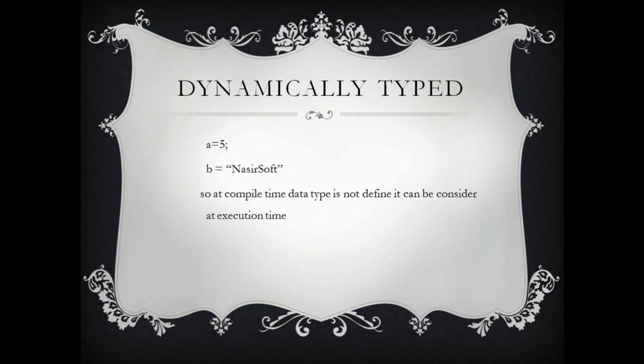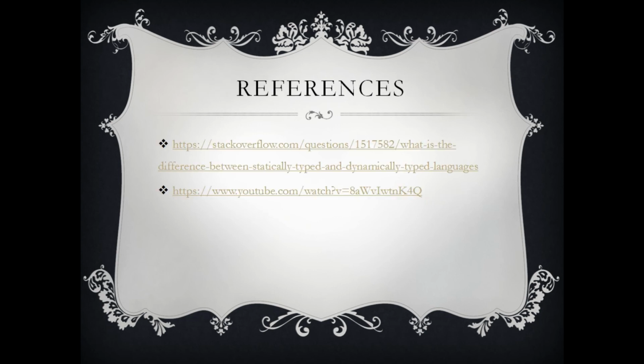In this example we declare variables a and b, and we do not define that a is an integer and b is a string. It is just understood by the execution at runtime. So when the data type is not defined at compile time, it is determined at execution time in a dynamically typed language. For more details, you can also see the references in the links below.